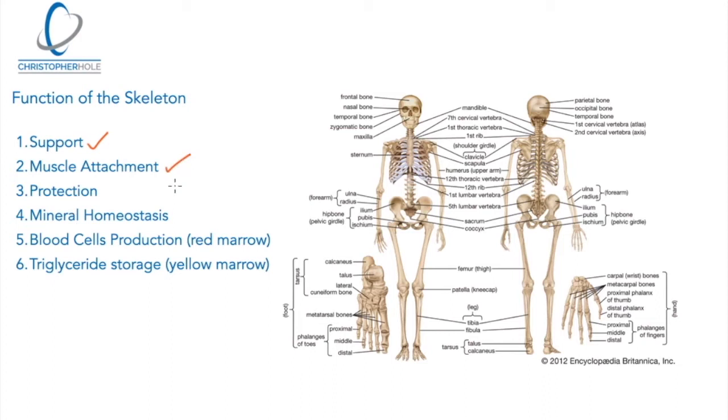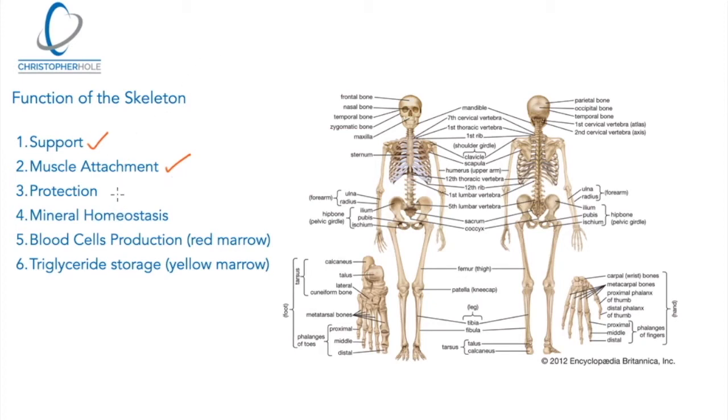It provides points of attachment, so when muscles contract, both concentrically and eccentrically, they are pulling on bone, and that's going to produce movement. And that is going to play a role in how the bones grow and develop throughout our life.